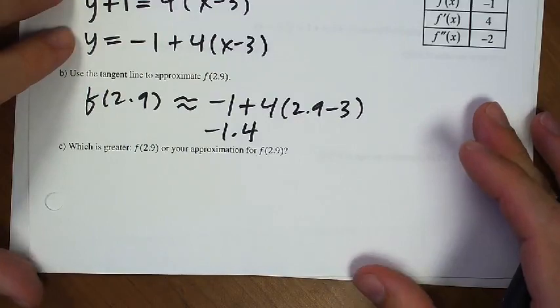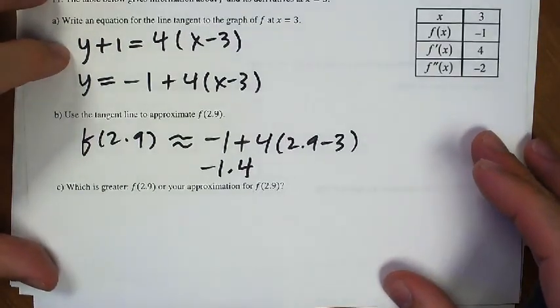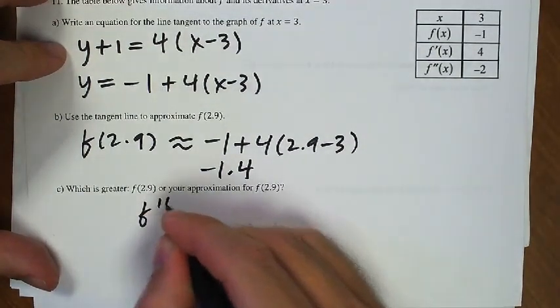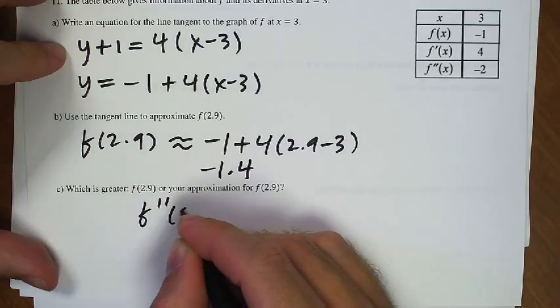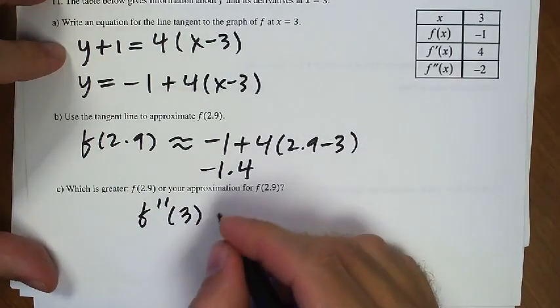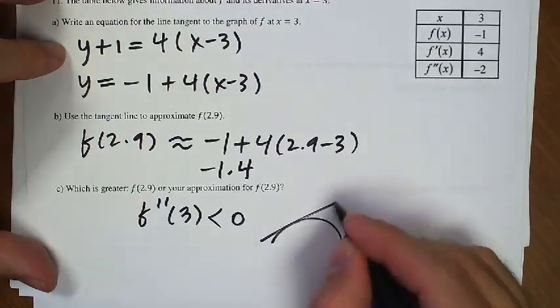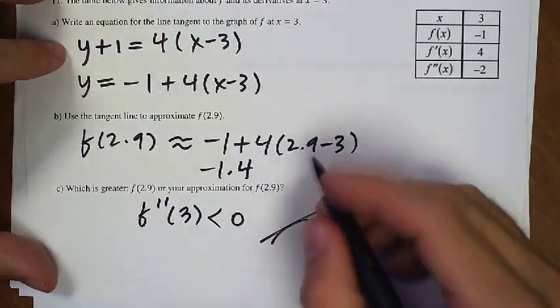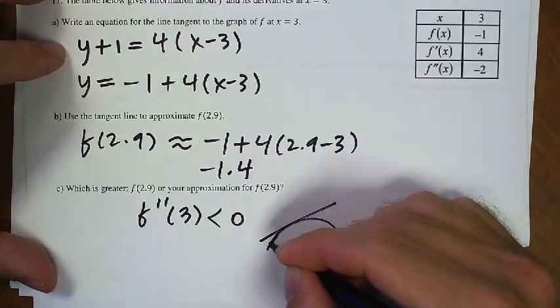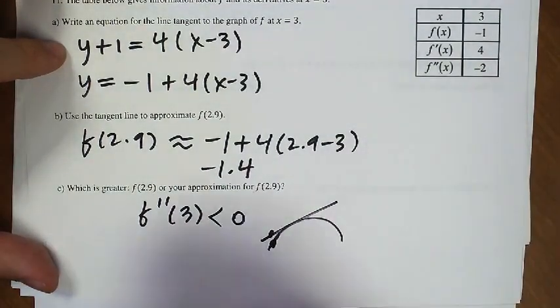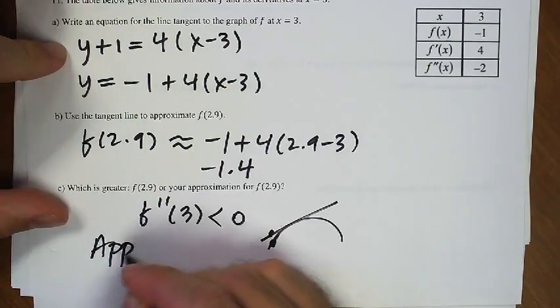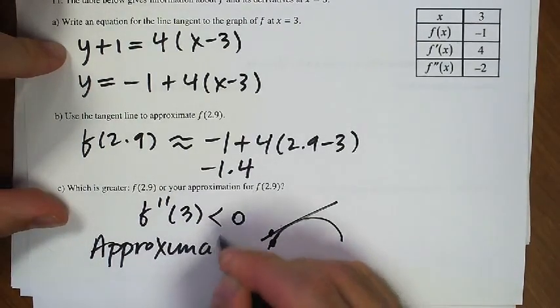All right. Which is greater, f of 2.9 or my approximation for f of 2.9? Well, f double prime of 3 is less than 0, meaning it's concave down, even if the slope is 4. And I was over here at 2.9, which is a little less than 3, which is greater. My approximation is greater.